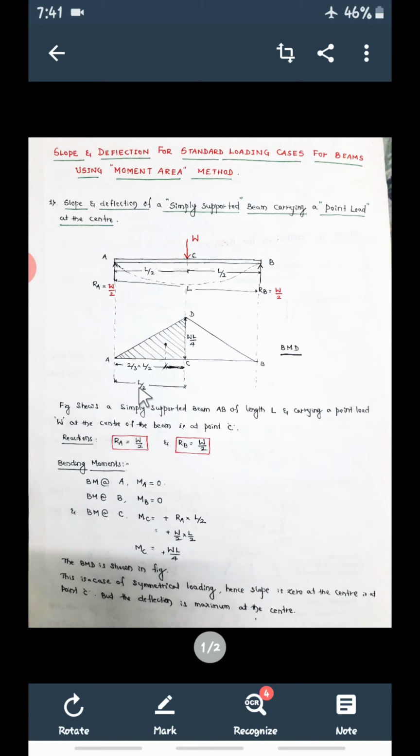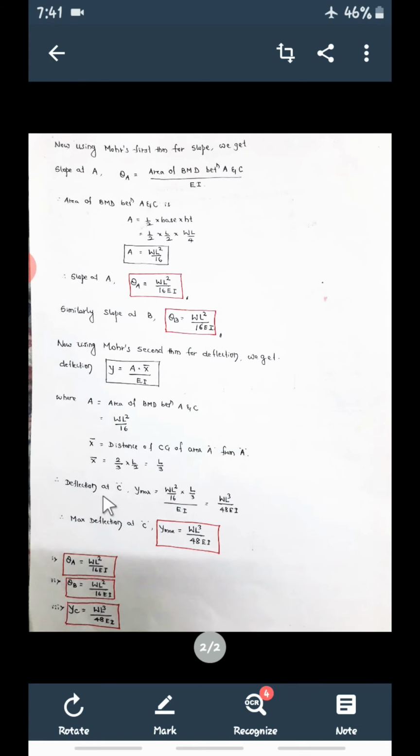But now what are we going to consider? We consider the centroid distance from A, because here the deflection is 0. This is a reference point, deflection is 0. We want the deflection at C, so we take the centroid distance from A to this point. We know the area, then multiply by x bar. From here it is 2/3 of the base, which is L by 2. So x bar is 2/3 into L by 2, the 2 cancels, so x bar is L by 3.